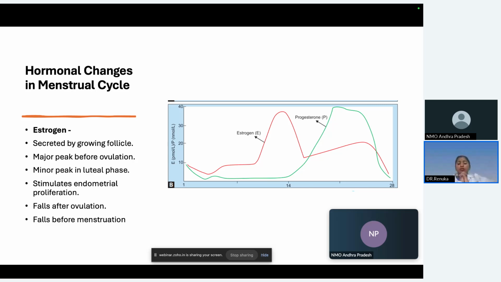What is the function of estrogen? Estrogen basically stimulates the endometrial proliferation. First, whenever the bleeding is occurring, endometrium is very thin. After that, because of this estrogen only, the endometrium starts to proliferate. Estrogen is high just before the ovulation. After the ovulation, estrogen drops down, and even in the luteal phase there will be a small peak of estrogen.